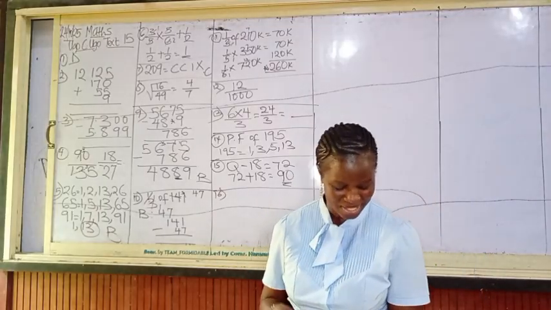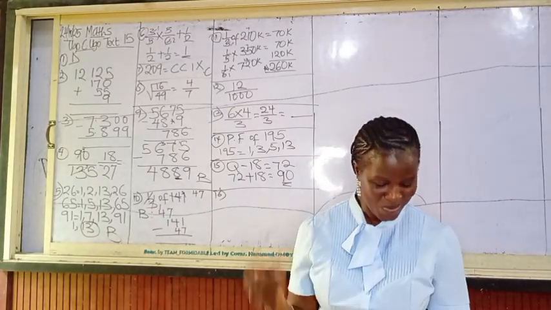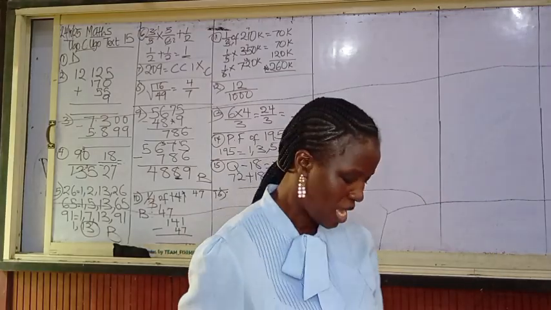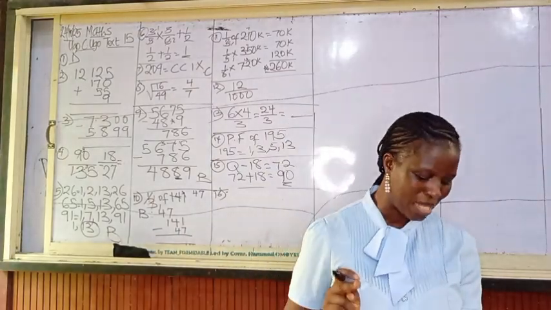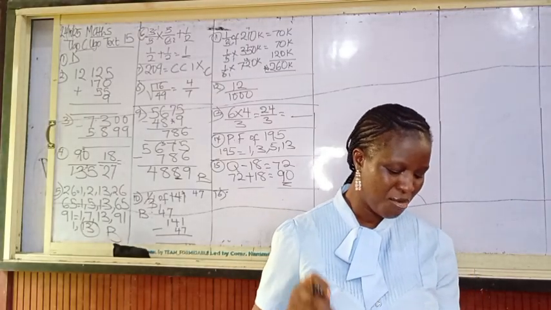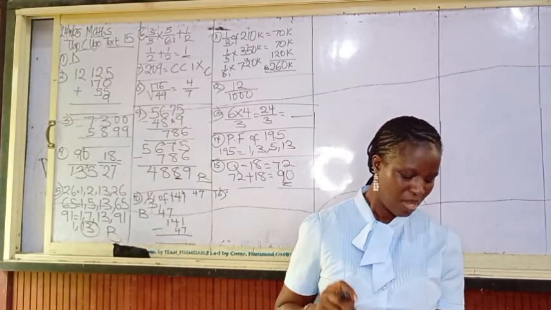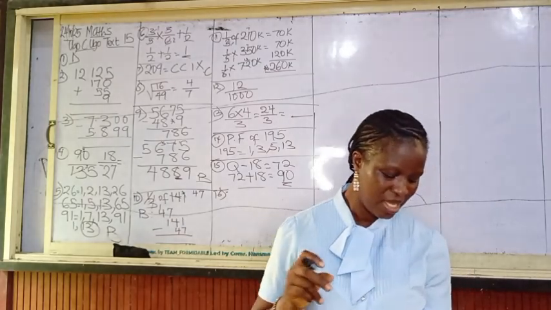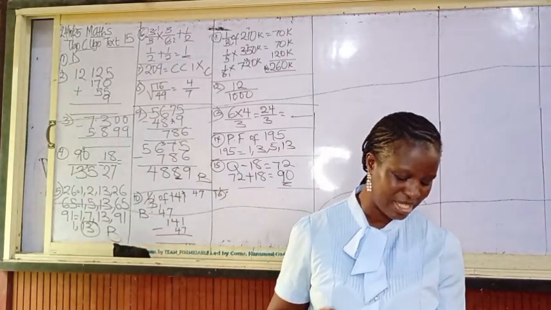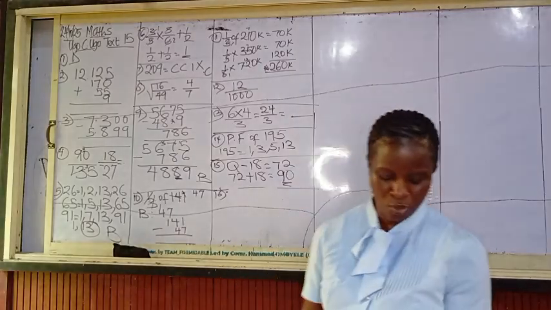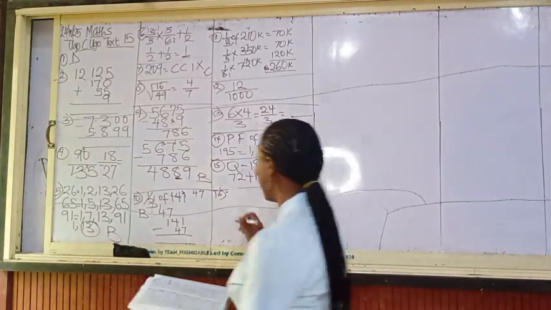Number 16 question is a simple interest question which we have been treating over and over again. After how many years will 120 naira yield 12 naira interest at 4% per annum in simple interest? So here we are looking for how many years, that is time.